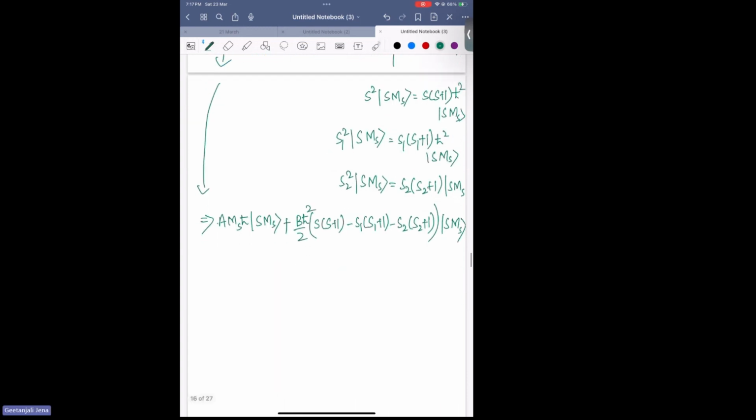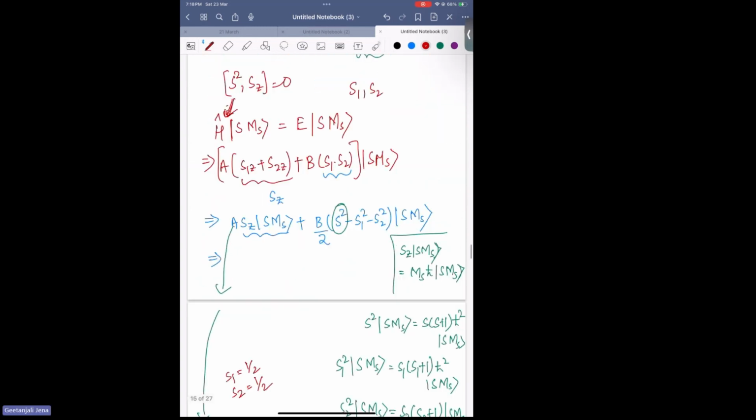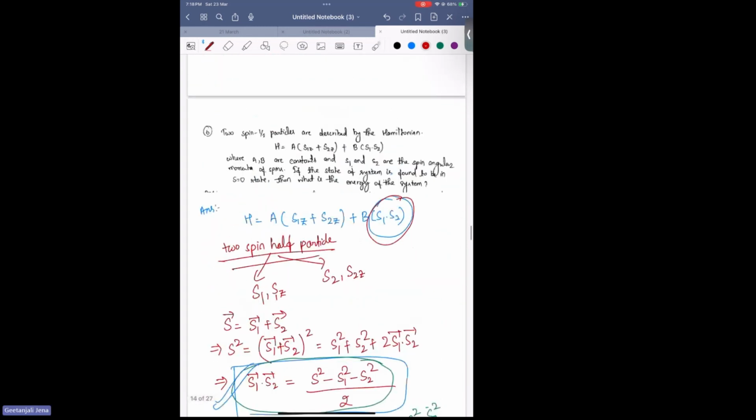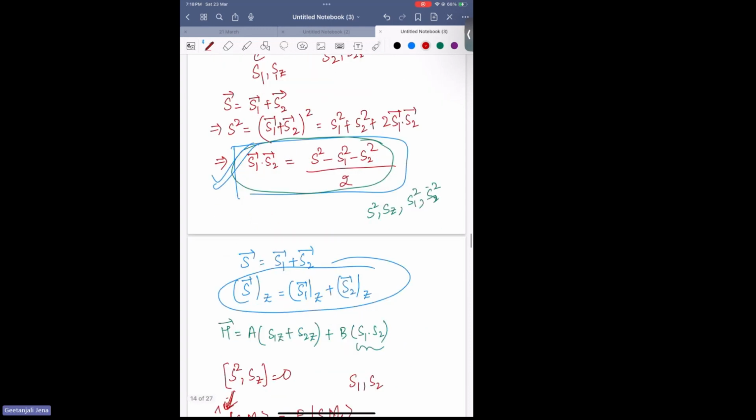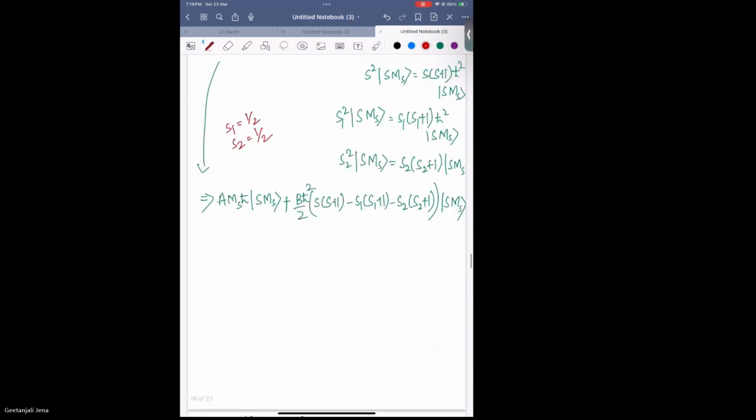So now what you have to do is use the values that are given to you. It was given that the particles are spin-half particles. So that means S1 is half, S2 is half. And also, if you look at the question, it was given that the particle is found to be in a state S equal to 0. So that means S equal to 0 here.